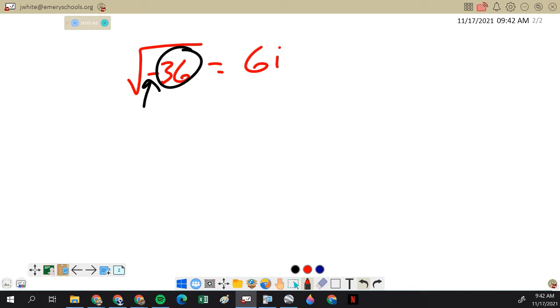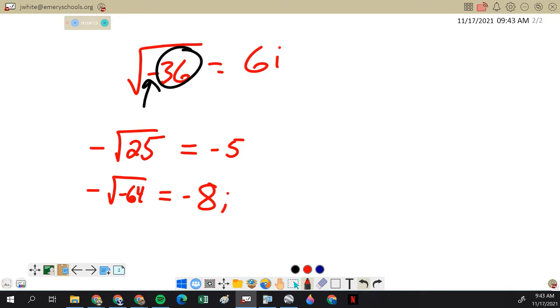Okay, yep, that easy. What about negative square root of 25? What does that equal? -5, good job. Why isn't there an i? The negative's on the outside, so that would just be -5, okay? What about negative square root of -64? -8i, good job. Got it?